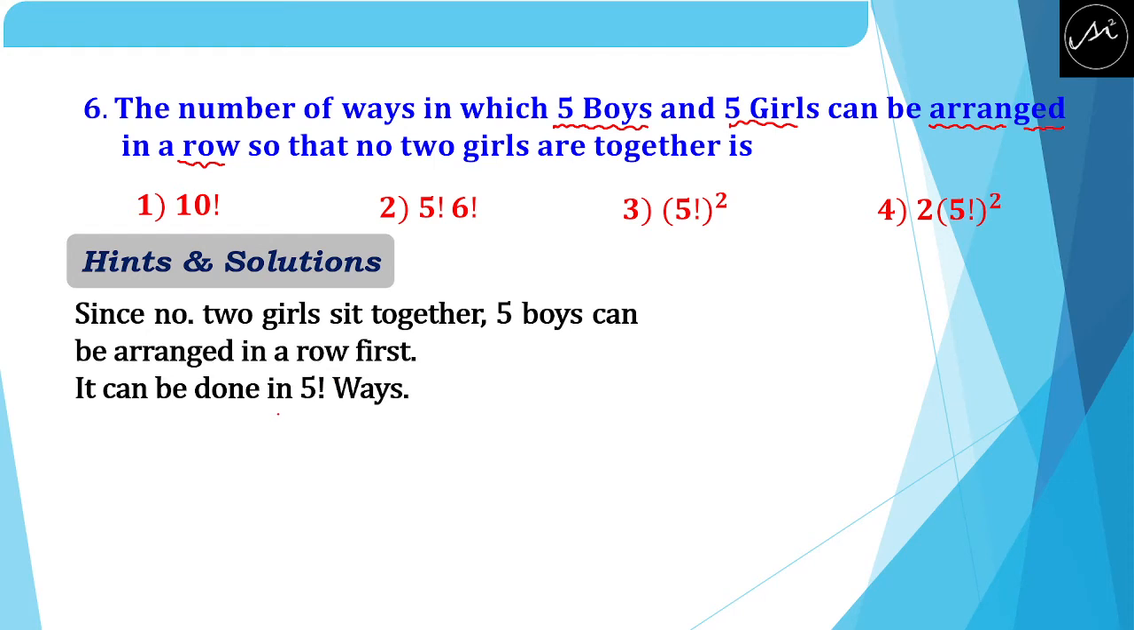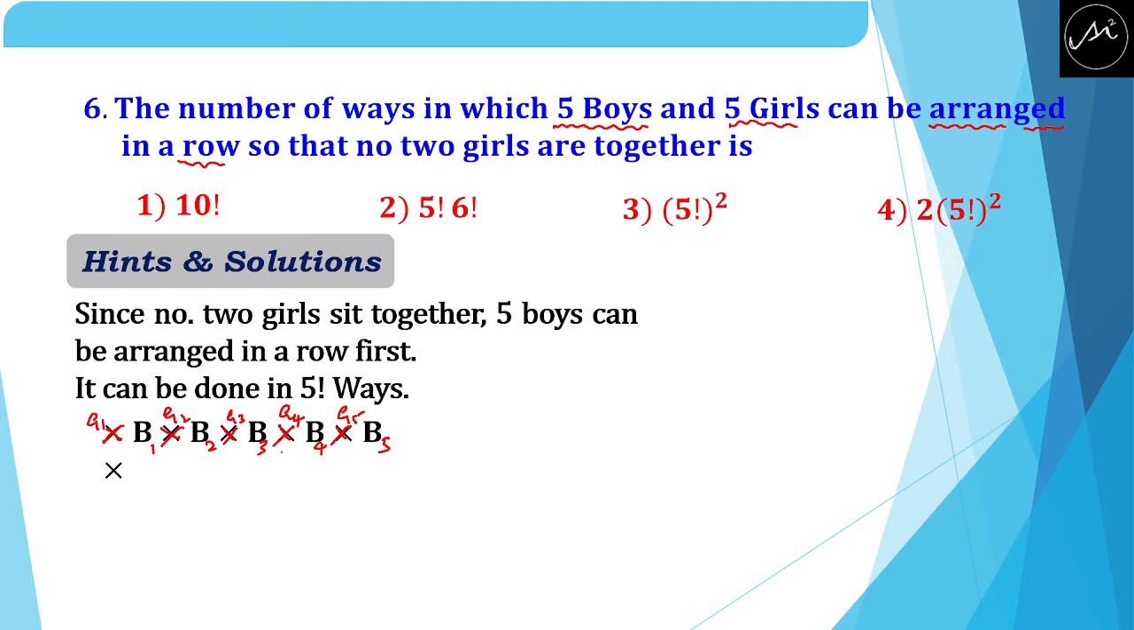First it can be done in 5 factorial ways. See here, this is boy 1, boy 2, boy 3, boy 4, boy 5. Now I will place girls, this is G1, this is G2, G3, G4, G5.